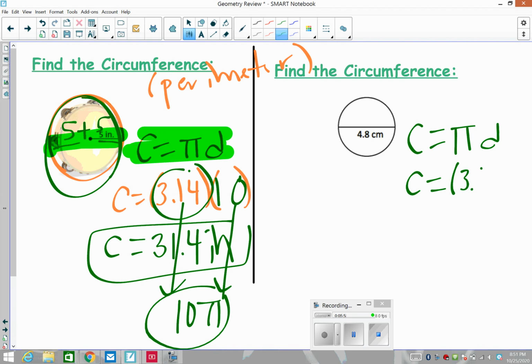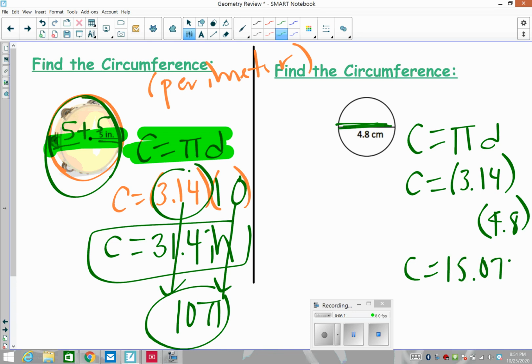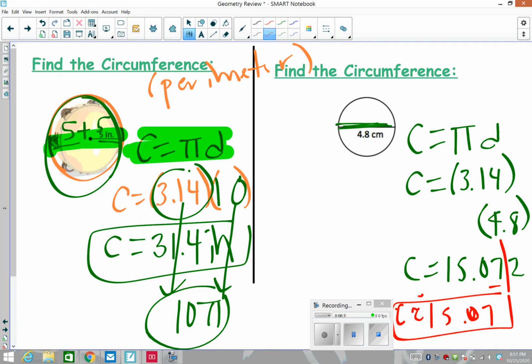So that's 3.14 times the diameter. I ran out of space there. The diameter, the line that goes from side to side passing through the center, is 4.8. So the circumference is 3.14 times 4.8, which is 15.072. If we cut that off, that's 15.07. So the circumference approximately equals 15.07. That is the distance around that circle. The units on that would be centimeters.